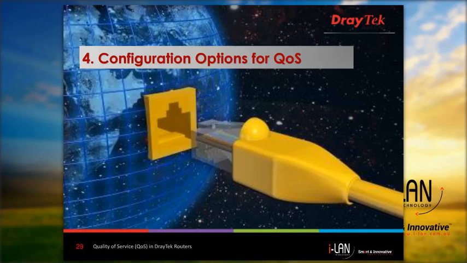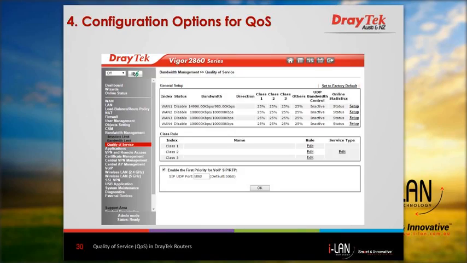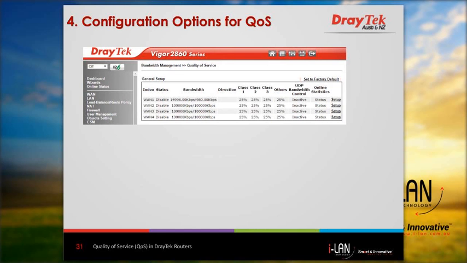Now just quickly go over some of the configuration options for QoS in DrayTek routers. For DrayOS routers such as the Vigor 2860 that I've got shown here, the QoS settings are done in the bandwidth management and quality of service configuration menu. And you'll notice there are 3 sections on this page. At the top we've got the general setup menu, and here we can configure QoS for each WAN interface.